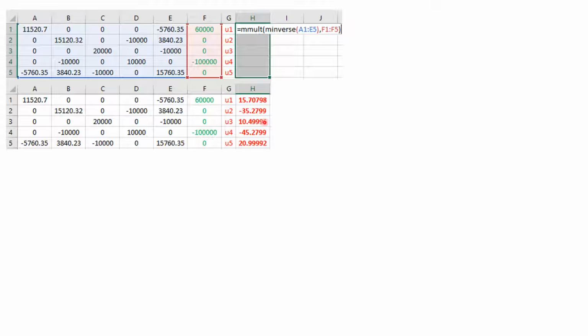You will get these values here: 15.70798, then negative 35.2799, 10.49996 for U3, then U4 negative 45.2799, then U5 20.999992. That's it. So let's solve for the reactions. Let's solve for F5, F6, and F7. For the member forces, I will leave that to you.